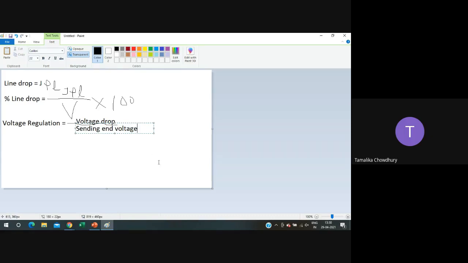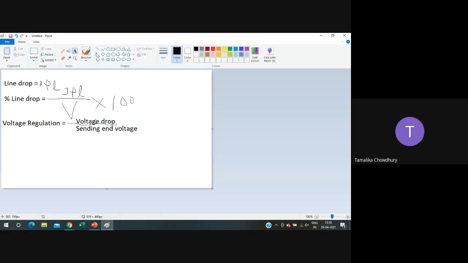So this is a fraction. In the numerator it is the voltage drop divided by the sending end voltage, which is Vs, or rather V. Whatever the V that you are seeing here, this is the sending end voltage. So voltage drop divided by sending end voltage multiplied by 100 is exactly equal to the line drop. That is our voltage drop and improvement. That is our voltage regulation.